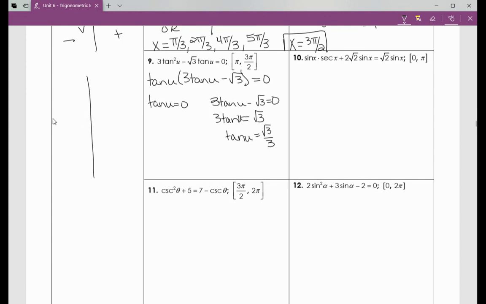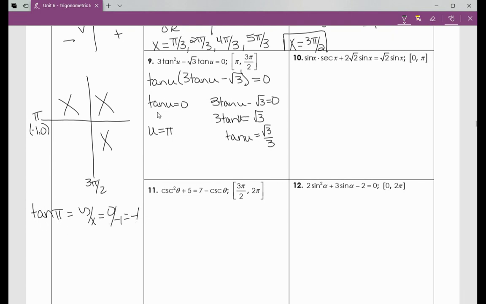Now, when I am on my unit circle, I am limited from pi to 3 pi over 2. So I do not need to look in any of the other quadrants except for the ones that I'm restricted to. So tangent is 0 at pi, because the ordered pair at pi is negative 1, 0. Tangent at pi is y over x. That would be 0 over negative 1. So tangent at pi is negative 1. I'm sorry, it's not negative 1, it's 0. All right, so we have that one.